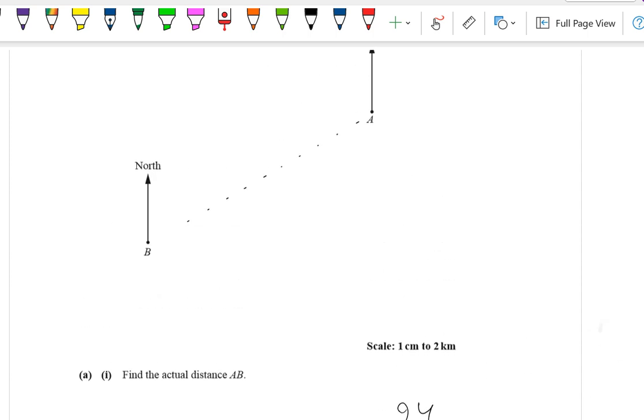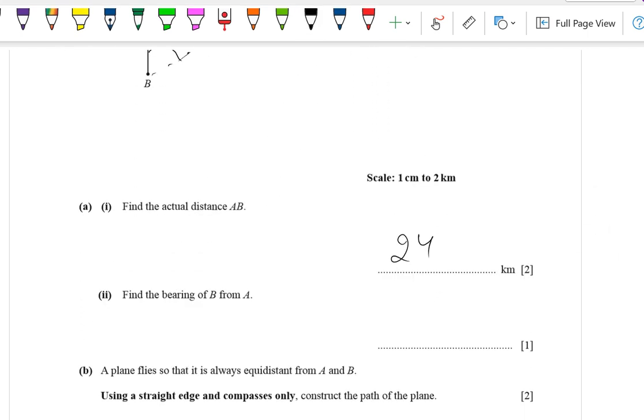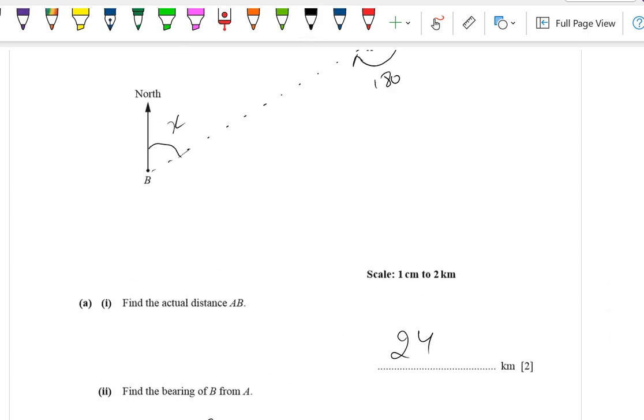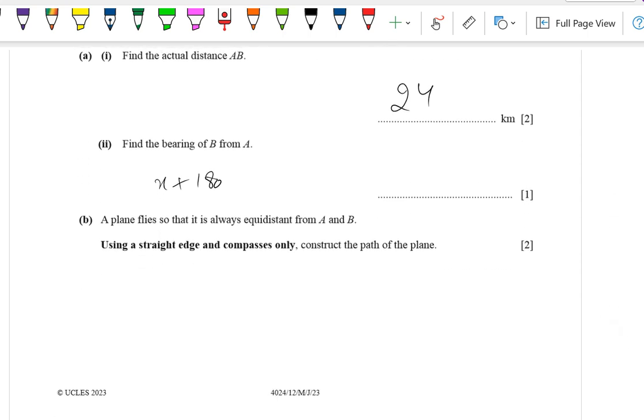Find the bearing of B from A. Of B from A. So we need to find this bearing. For that purpose, you can first find this angle. So if this is X, this should be 180 plus X. You can use a protractor to find the exact angle. This is not in syllabus.